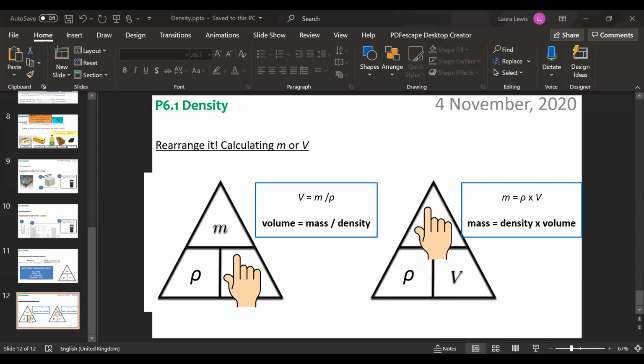Okay, let's have a look at another one. A box has a volume of 55 centimeters cubed and a density of 5 grams per centimeter cubed. What is the mass of the box? If we've done it once already, we can just write it straight out, can't we? Density times volume. I'll be consistent and do it in the same order. It doesn't really matter if you're multiplying, but we'll be consistent today.